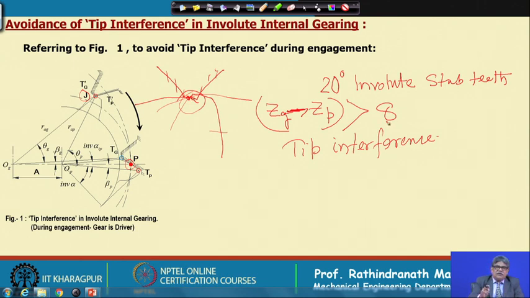So 8 is the value. It is 7 point something for which T dash P will reach J, and at the same time T dash G will also reach that point. Suppose it is 7.8, then if you make it 8, T dash P will cross that point just a little before T dash G and there will be no interference, okay. So we need to verify such interference theoretically. How to do it, that we will learn here.